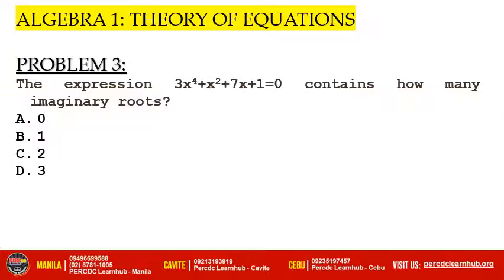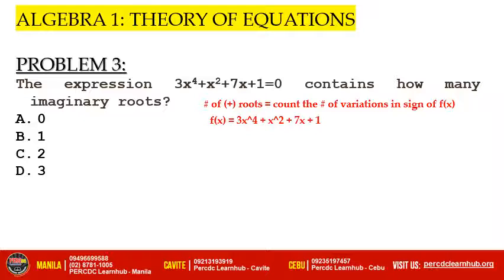So, sa rule of Descartes, una, para mahanap natin yung positive real roots, we will count the number of variations in sign of f of x. So, halimbawa, ito po yung f of x. So, count mo yung number of variations sa sign nila. So, ito yung mga sign nila. Okay? So, kung walang variation, so therefore, walang positive real roots.